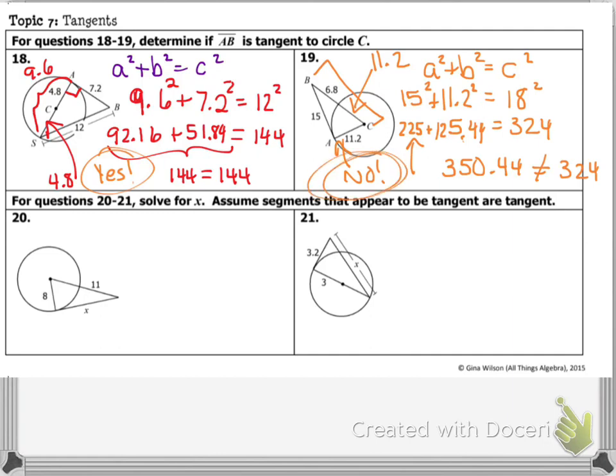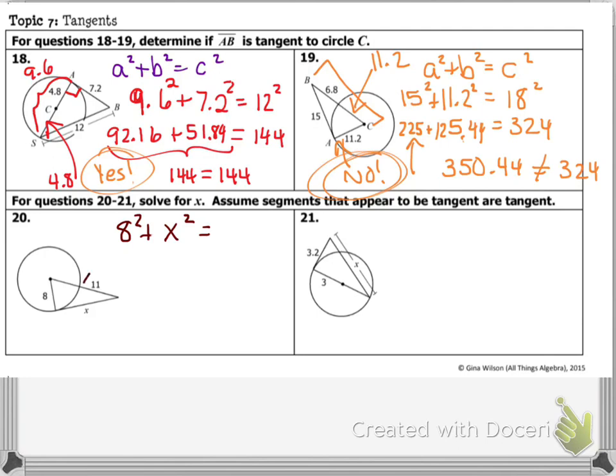Cool. Number 20, we have to solve. So as long as they are tangent, then I get to just solve my Pythagorean theorem. Therefore, 8 squared plus x squared should be equal to 11 squared. Woo! We almost went off the rails. We recovered. Oh my, I keep doing this.